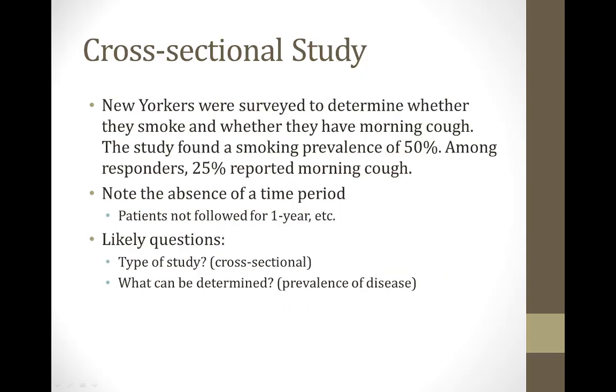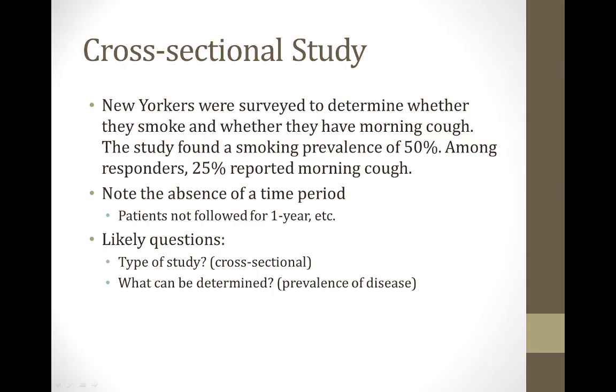So you're often asked on your boards to identify cross-sectional studies based on a description of what the researchers did in the study. So let me give you some examples of that. So suppose New Yorkers were surveyed to determine whether they smoke and whether they have a morning cough. The study found a smoking prevalence of 50%. Among responders, 25% reported morning cough.